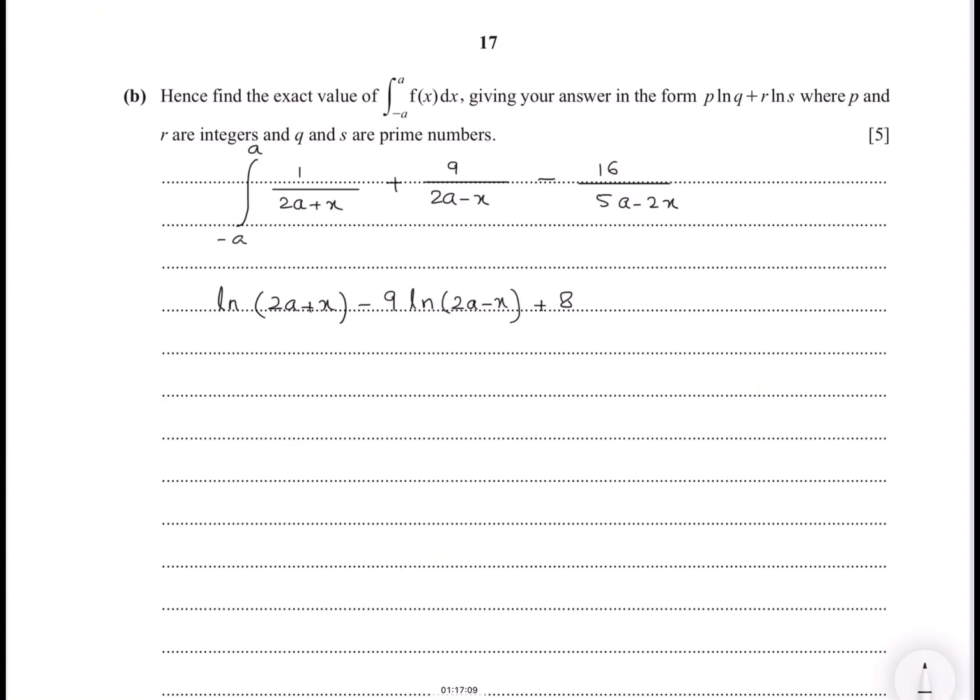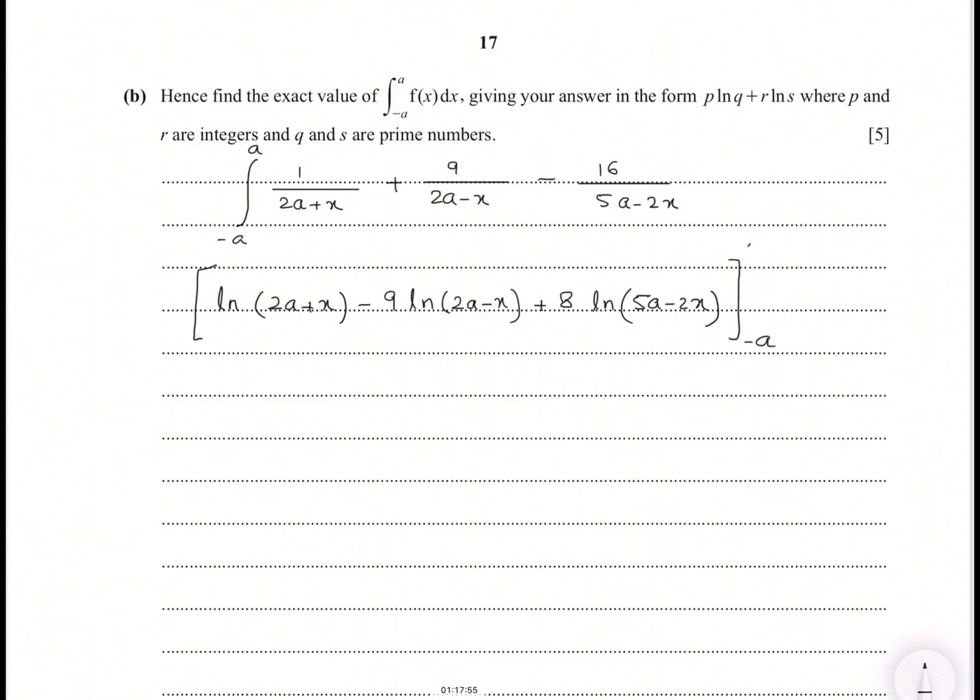plus 8. How is 8 coming here? The differentiation of minus 2x is minus 2. So you multiply and divide by minus 2, you get 8 because 16 is in the numerator. So 8 times 2 is 16. So your minus becomes plus. So 8 ln of 5a minus 2x.